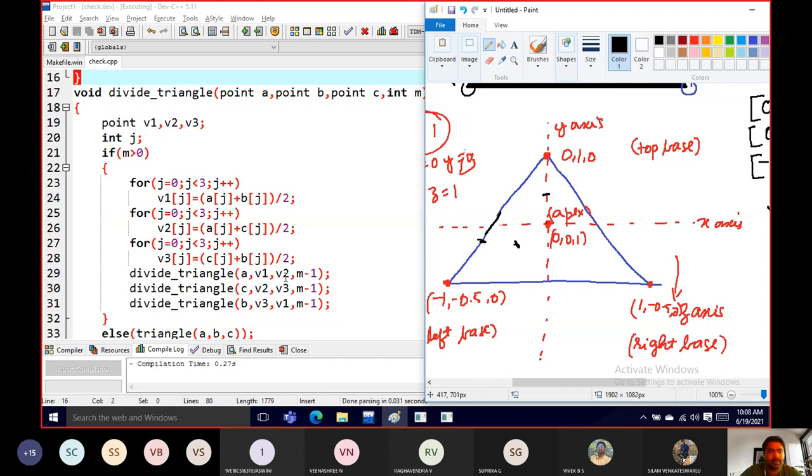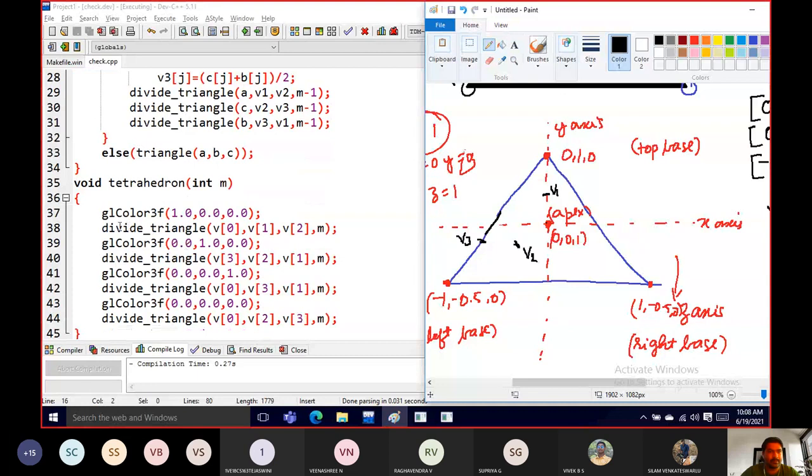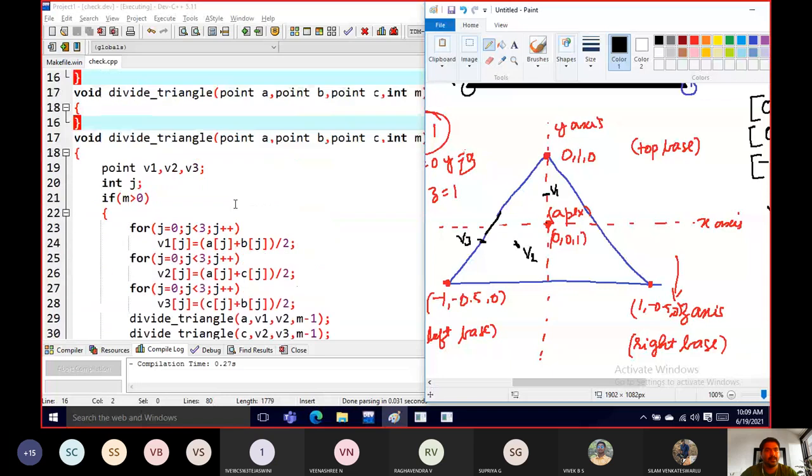Once we found it out, then what is m minus 1? As my m is 1, 1 minus 1 is 0. So 0, V1, V2 will be sent. Which is V1, which is V2, which is V3? This is V1, this is V2, and this is V3. These three will be sent with the points. So it will come here, again it will come here. Once it is done, it comes back here. So divide triangle of V0, V1, V2.